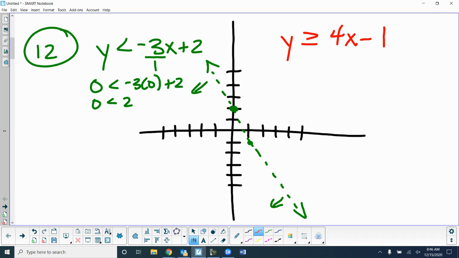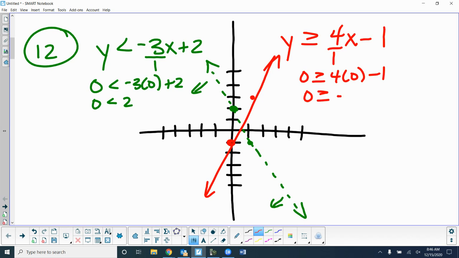The red one, I started at -1 for the y-intercept. The slope is 4, so I got 1, 2, 3, 4, and over 1. Solid or dash? Solid. Okay, so pay attention to that. Okay, I'm going to check 0, 0 again.